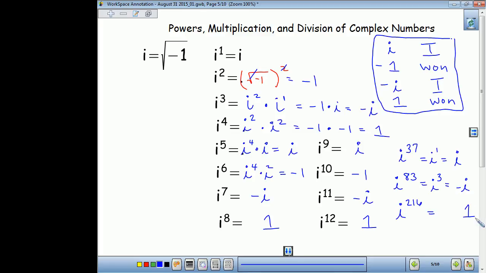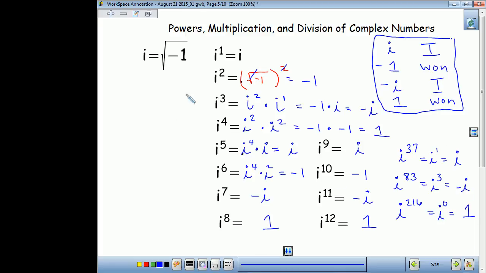Right. And there's a couple different ways you can think about this. You can think about it going completely through the pattern 54 times. Or you could say, when I divide this, it has a remainder of 0. And what happens when I raise something to the 0 power? I get 1. Anything lands on 1.